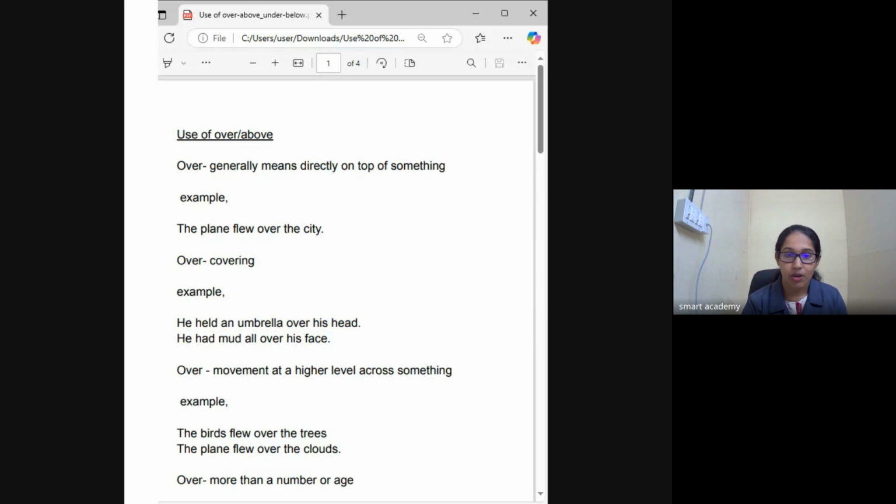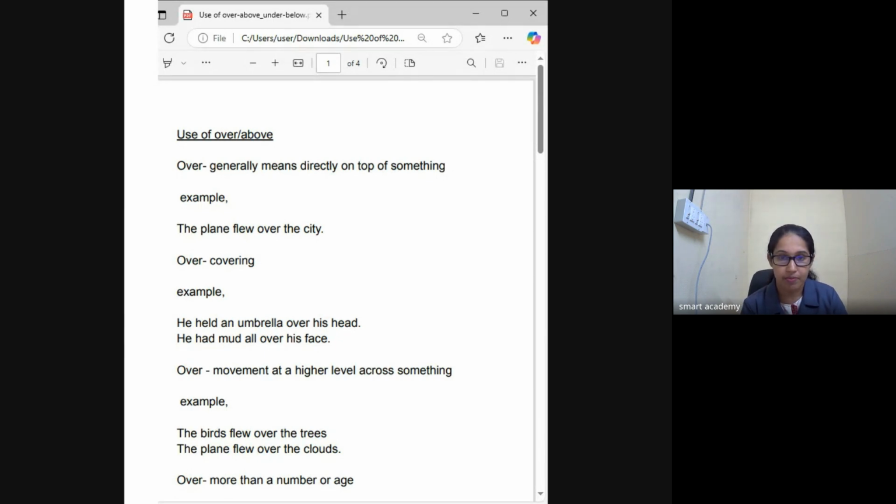The next one, over. The other use or another meaning of over is to refer to a movement. Okay, a movement at a higher level across something. We can use the example. The plane flew over the city. It's a movement. We can say that.